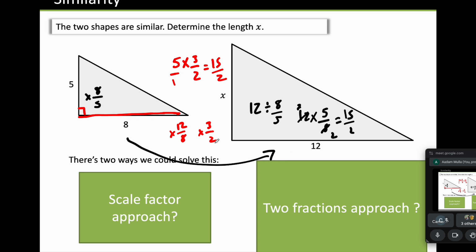There's one extra way, sometimes some students prefer it. You can create an equation. I'm going to write 12 divided by 8 is equal to x divided by 5. So I just look at the matching sides and I create an equation. Then I just need to solve this equation. So cross multiply, 12 times 5 is 60. 8 times x is 8x. So I need to solve this, divide both sides by 8. 60 over 8 equals x. And if you simplify that, that'd be 30 over 4, 15 over 2 again.